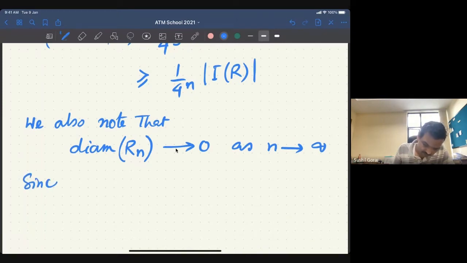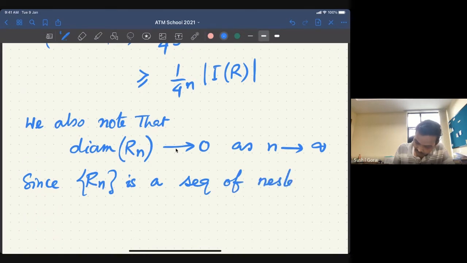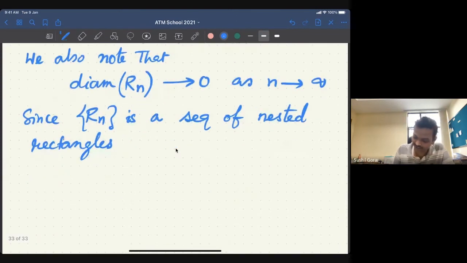Since Rn is a sequence of nested rectangles, right? Nested sequence of compact sets, and the diameter converges to 0, the intersection of Rn will have just one point. It will just be one point. Let's call it Z0. Z0 belongs to R. Right?